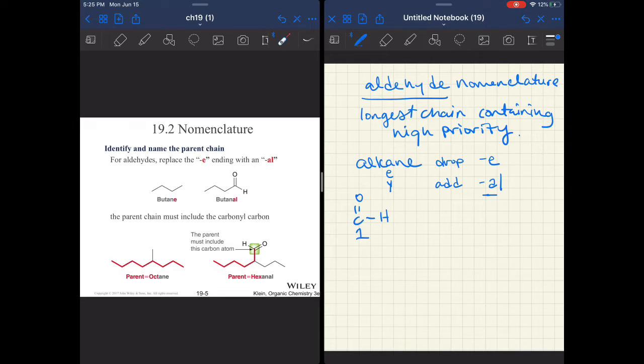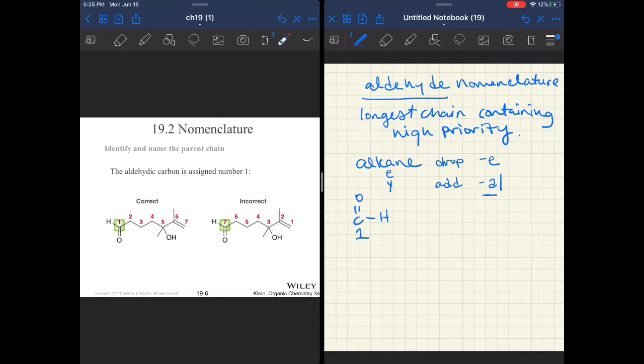You can see here an example of choosing your parent based on the longest chain with the functional group. Here it's just a simple alkane, so the longest continuous chain would be octane. But now when we introduce this aldehyde, the longest continuous chain is still 8, but the longest chain with the aldehyde is only 6. So this would be a hexanal, a propyl hexanal.